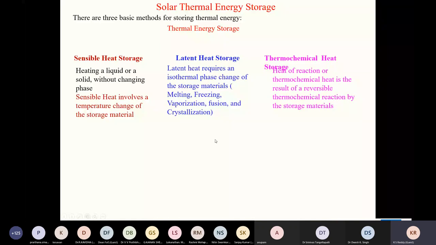The other side is thermochemical, where the chemical heat of reaction can be used, maybe with some phase change materials. Latent heat is a physical phase change. Thermochemical is a chemical phase change. And there is sensible energy storage.